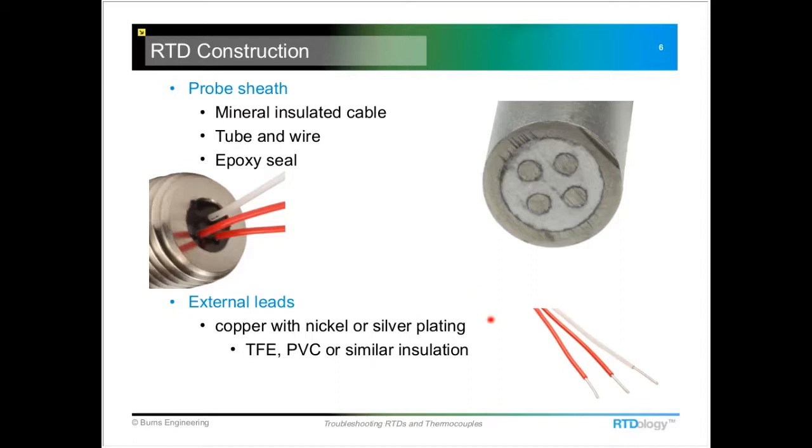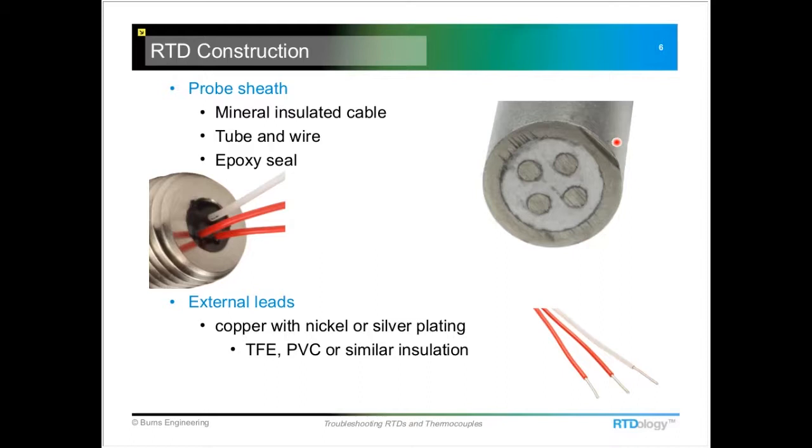External leads, most common is copper with either a nickel or a silver plating on them. Nickel's a little better for high temperature applications. Silver is probably the more commonly available off-the-shelf type plating for the copper wires. The plating is necessary because copper will corrode quite quickly inside the probe sheath at the temperatures that these are typically used at. So they need to have some kind of plating on those copper wires.